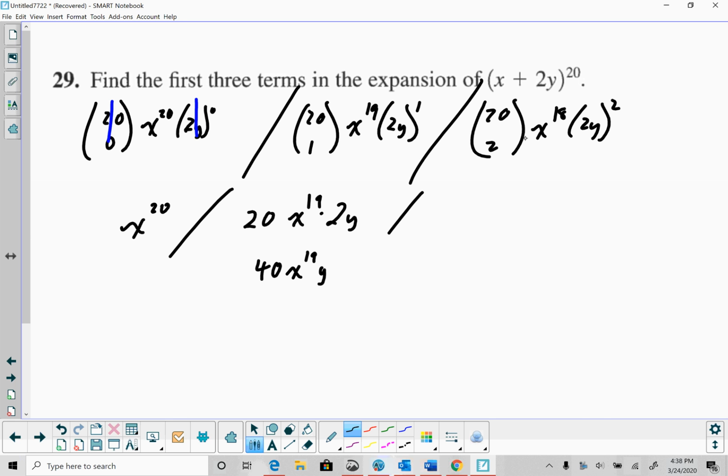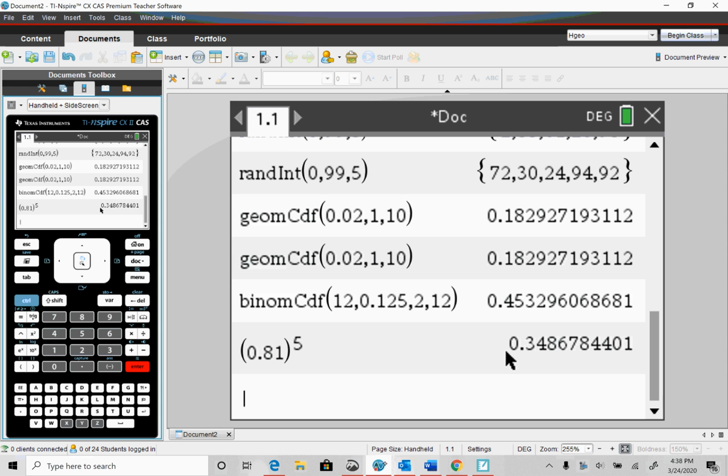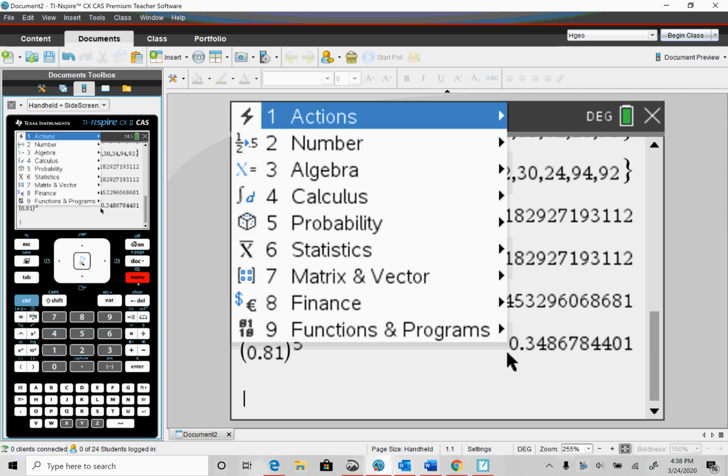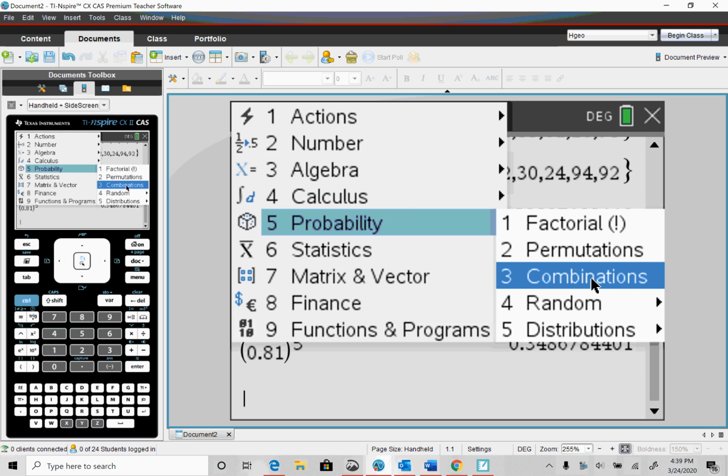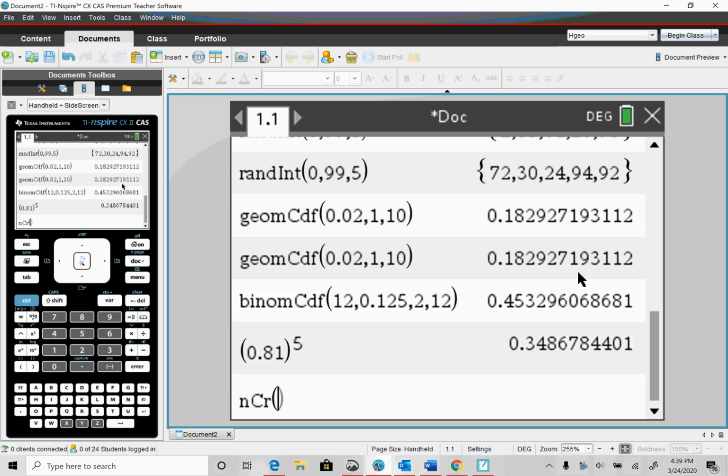And again, if you've forgotten how to do that with the calculator menu, we're looking for the probability. Make sure you find the right combination of 20 choose 2.